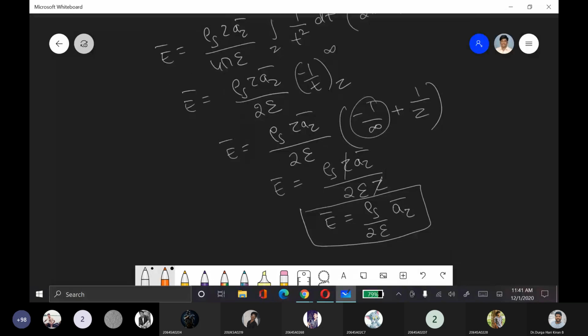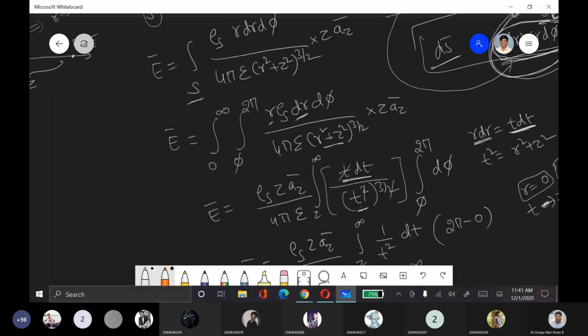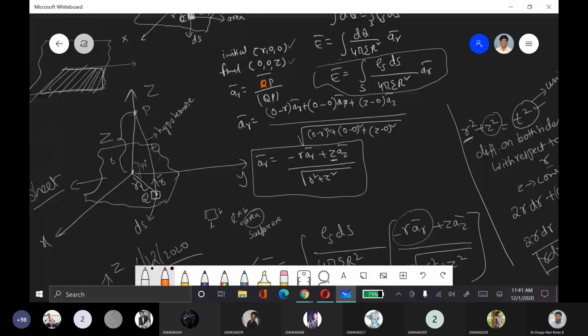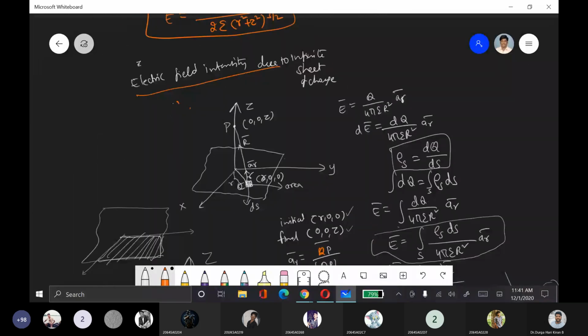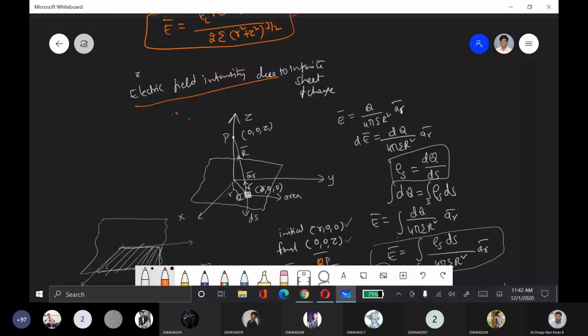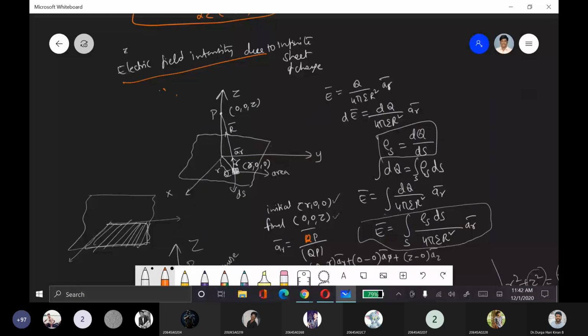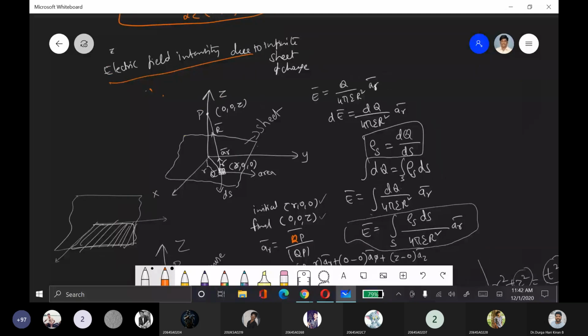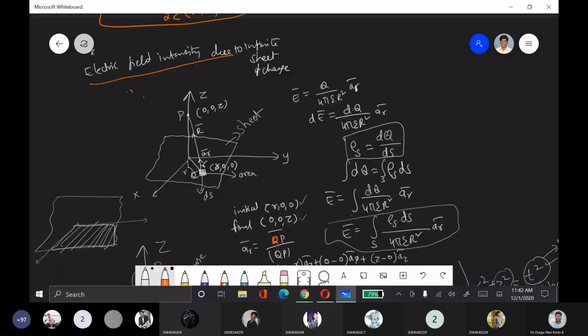I'll just repeat everything from the beginning. What I am doing here is finding the electric field intensity due to an infinite sheet of charge. So this is the sheet that I have considered. I am drawing the sheet again. This is my sheet.